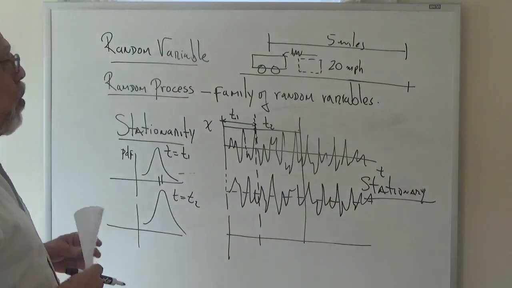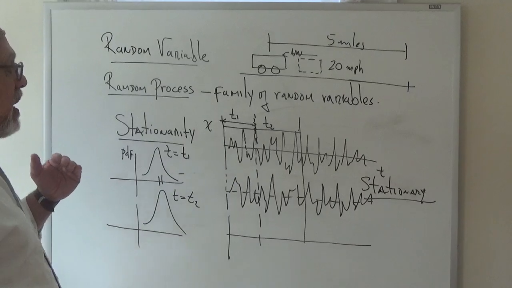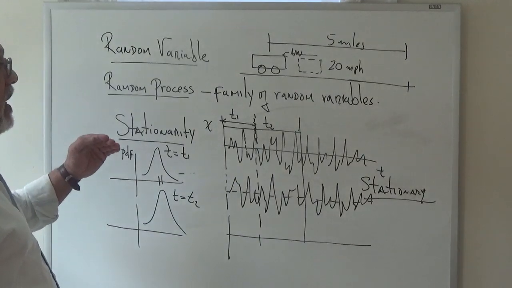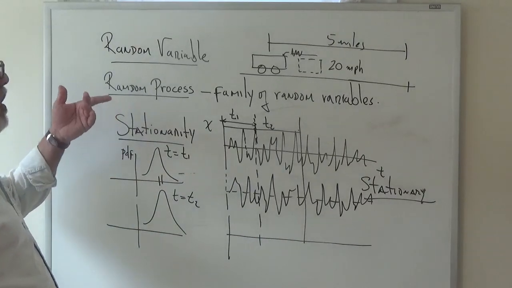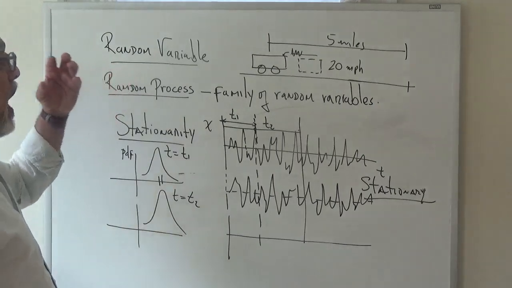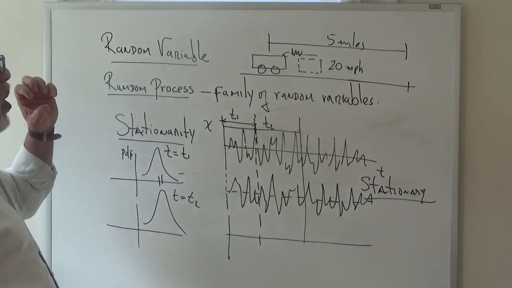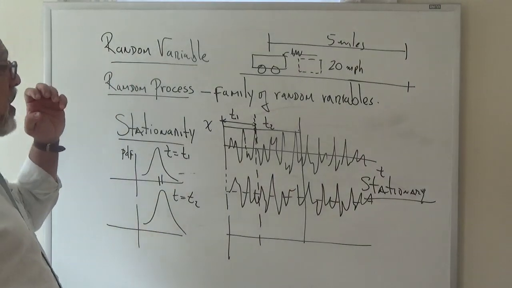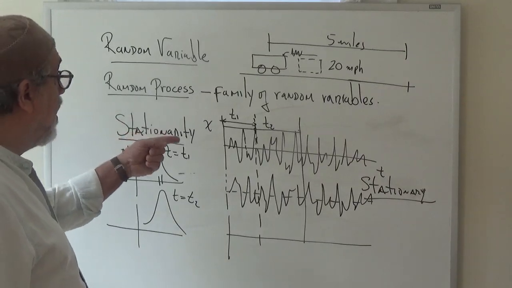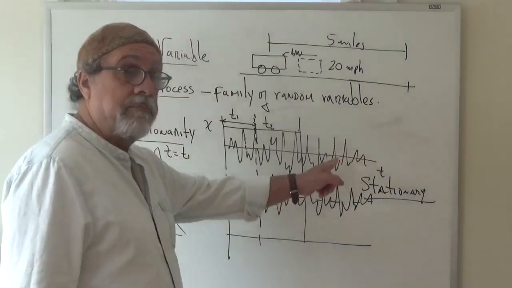Notice that one thing that I want to emphasize here is that when you talk about random variables, you have to teach your brain not to think always in terms of you're looking at one signal.